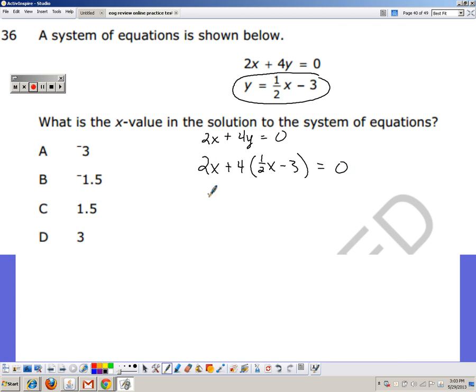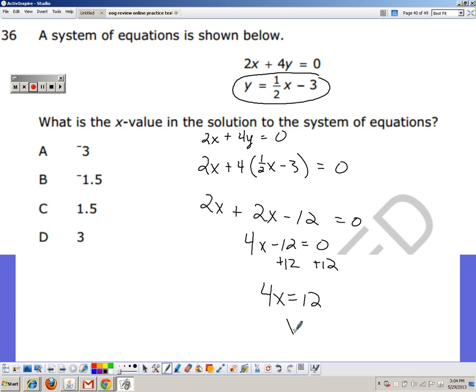So we have 2x plus 4 times 1/2x, which is 2x, and 4 times -3 is -12, equals 0. We combine like terms, so we have 4x minus 12 equals 0. Add 12 to both sides. 4x equals 12, then x equals 3. So the answer is D.